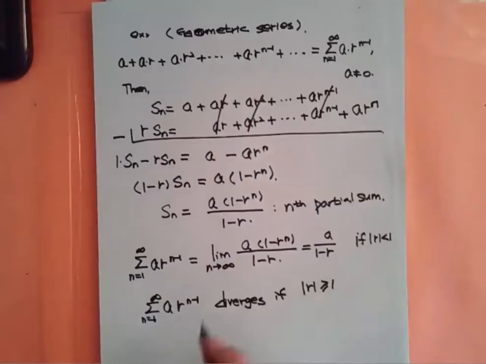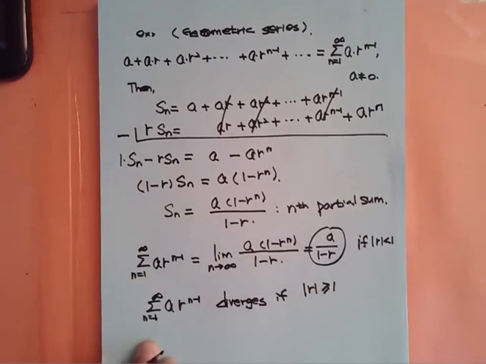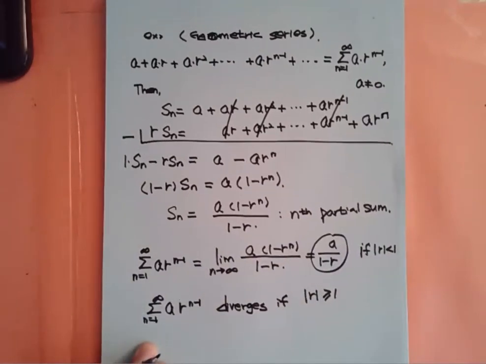So here, of course, you have to remember this formula. When we have a geometric series with ratio r, the sum formula is a over 1 minus r.